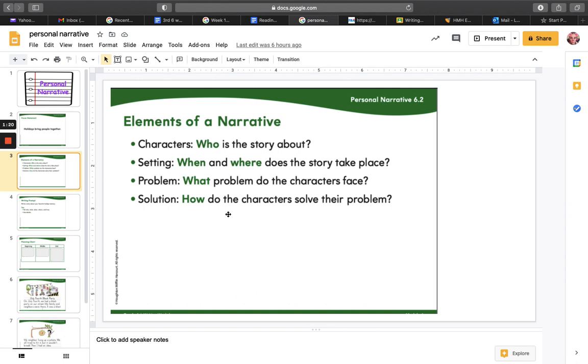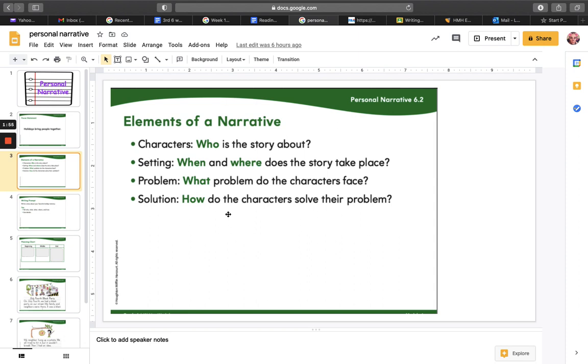And our problem is what the characters face in your story. What issue do they have to work through? And the solution is how they work through that problem. How did they solve their problem in a story? So a narrative has all of those things. The stories that you read every day are mostly narratives. They have characters, who, setting, when and where. The problem is what happened to the characters, and the solution is how they solved that problem.